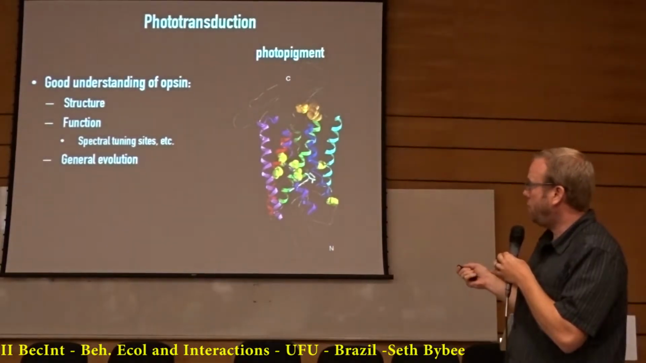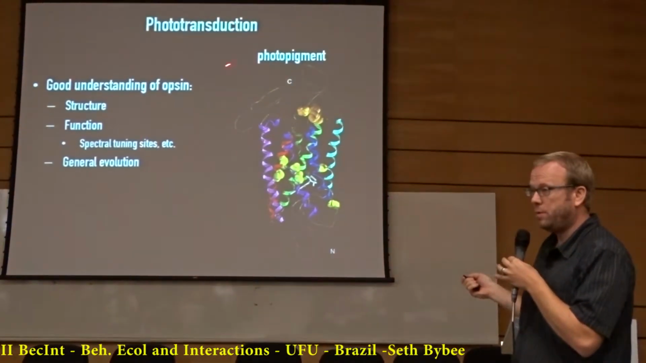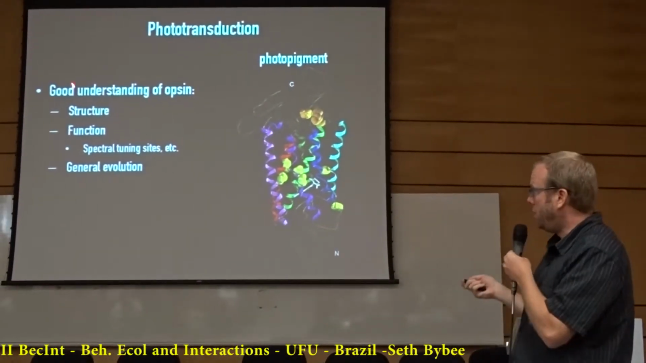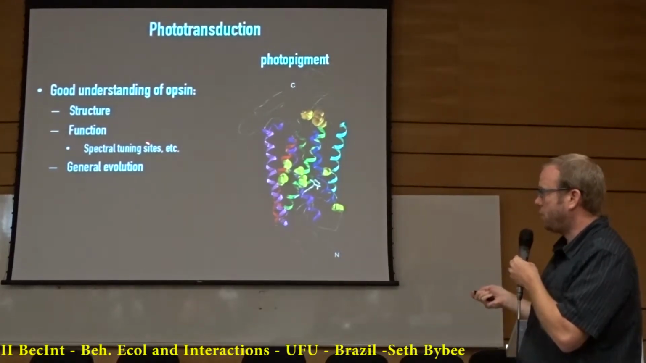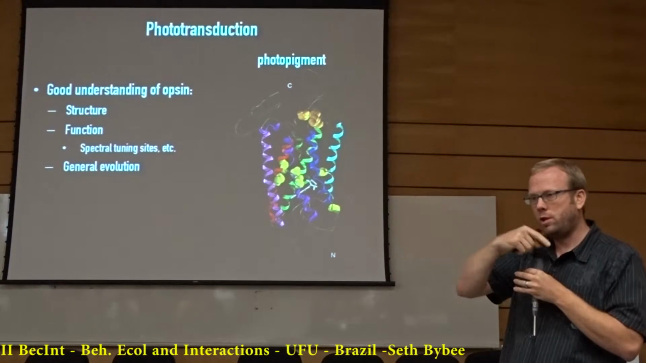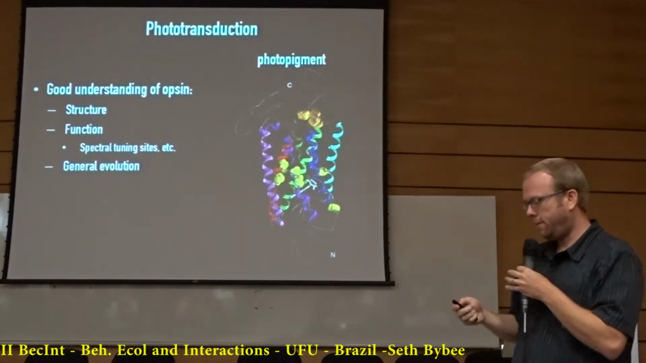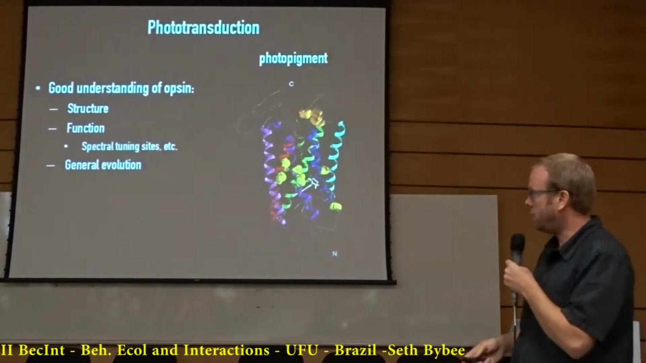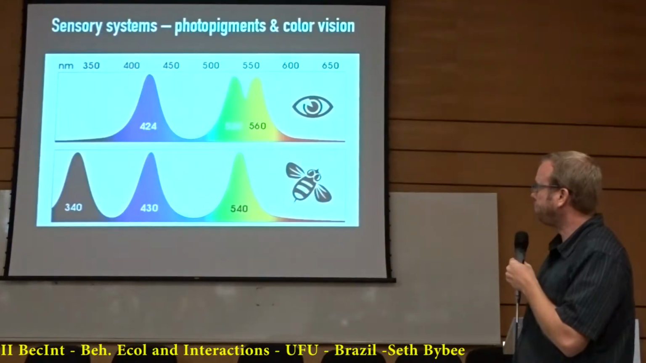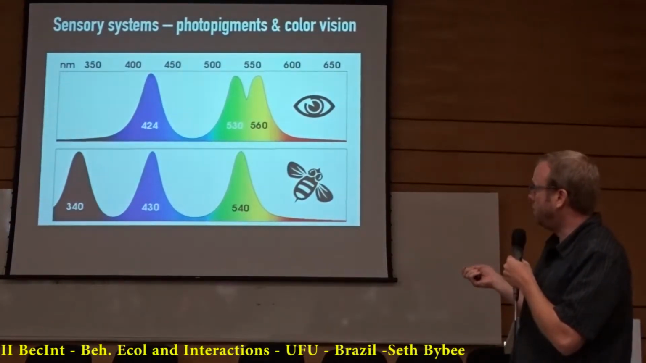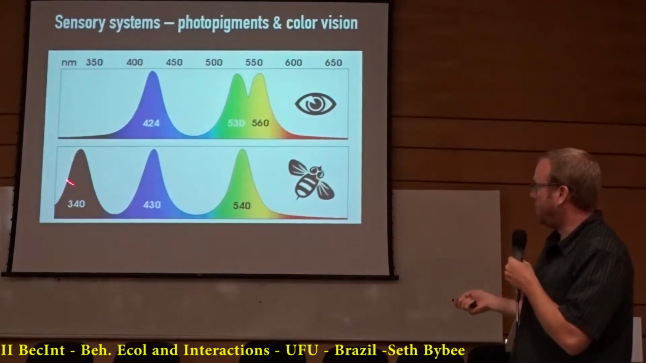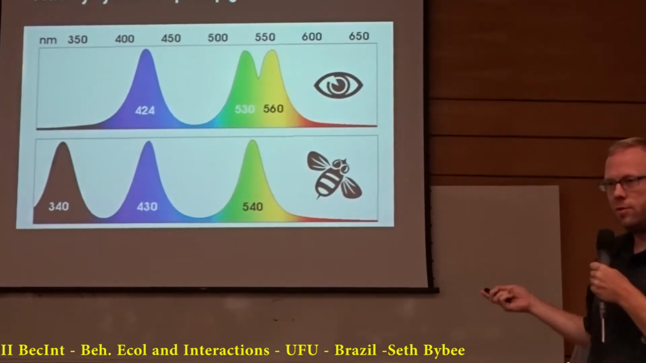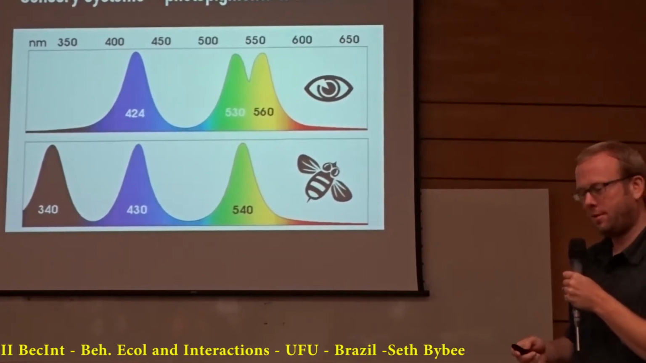So what's really cool about studying opsins and photopigments is that we have a pretty good understanding of how they work together. We know the structure, we know the function, and the spectral tuning sites. We know specific amino acids that will shift the vision one way or another in sensitivity. And we know a good amount about the general evolution of the group, so it's a good gene to work with. So, just a quick review: we know that we have the different phototransduction pathways here, and that insects can see in the UV where we cannot, which is unfortunate. Wouldn't it be cool if we could? Make things a lot easier, right?